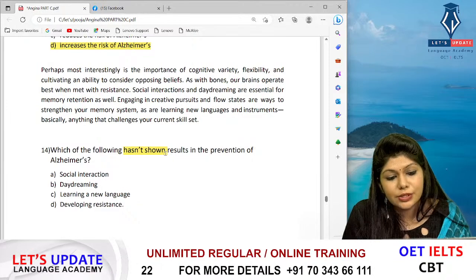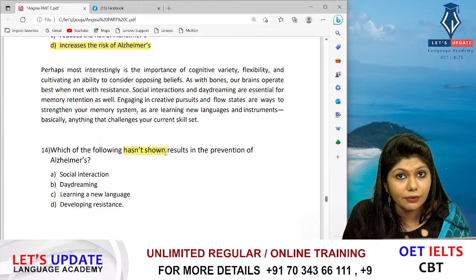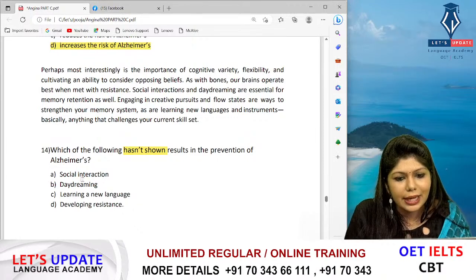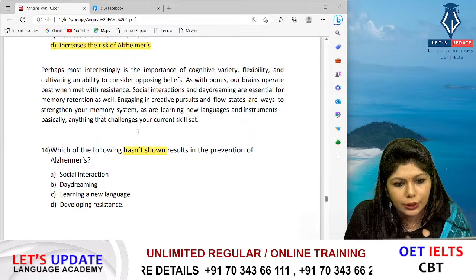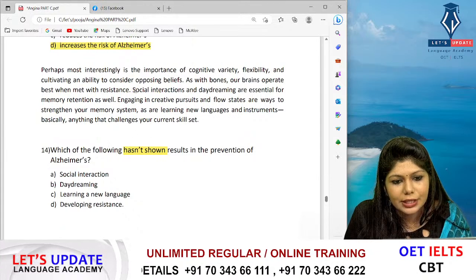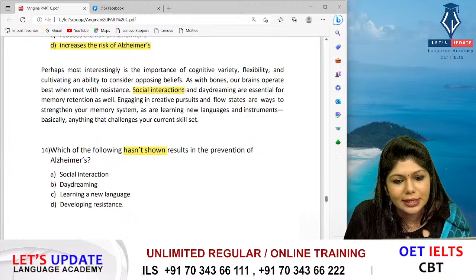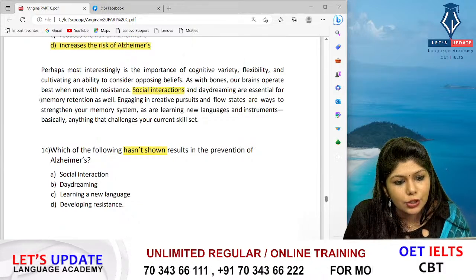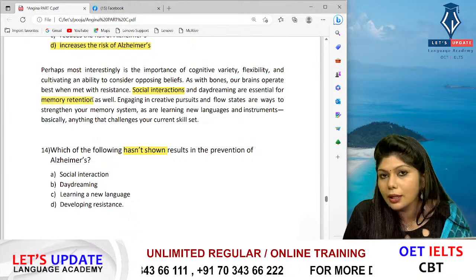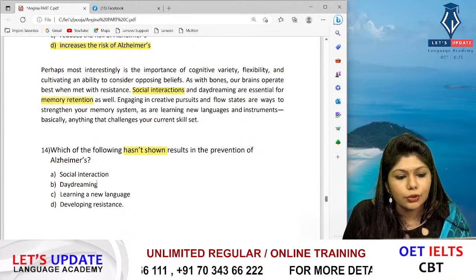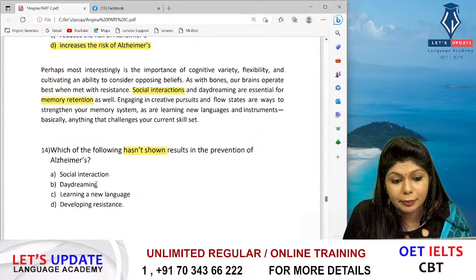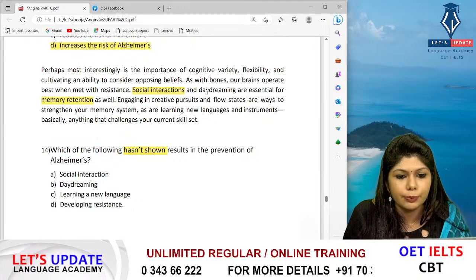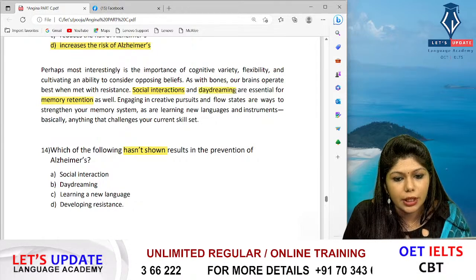So, look at this. The question was, which of the following hasn't shown results in the prevention of Alzheimer's? And option A is social interaction. So social interaction, has it shown a result? Yes, social interaction has shown result. There is social interaction, daydreaming are essential for memory retention. So that means it has shown result in the prevention of Alzheimer's. That is why they mentioned so. So look at B, daydreaming. That is also mentioned. Social interaction and daydreaming are essential for memory retention. So B is also mentioned.